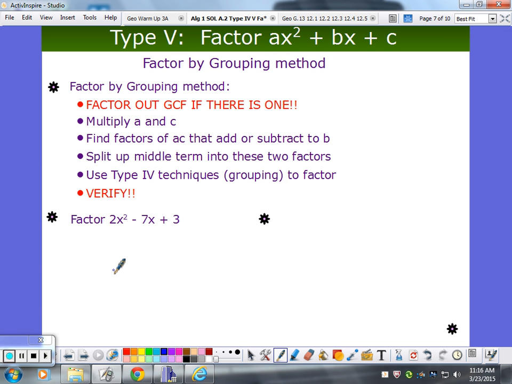Before we read the words, try it. Okay, so here's the same thing, but I'm going to use the other method. Always, always, always look for a greatest common factor and hope there is one. Is there one? No, doesn't help me.